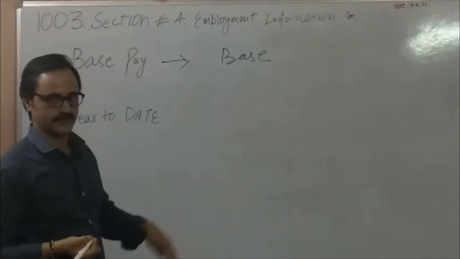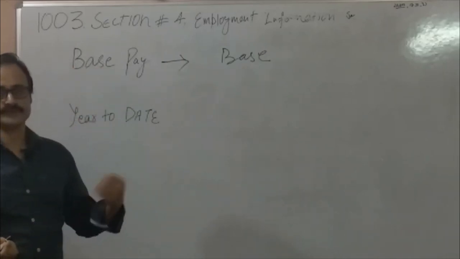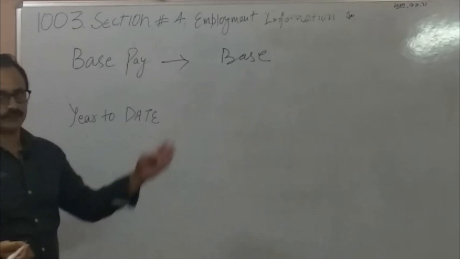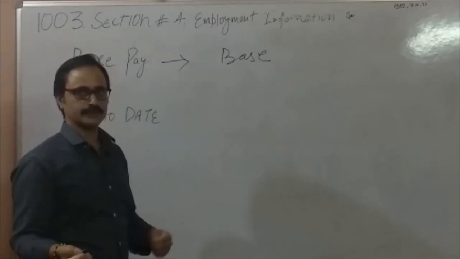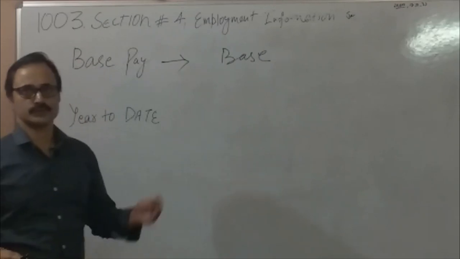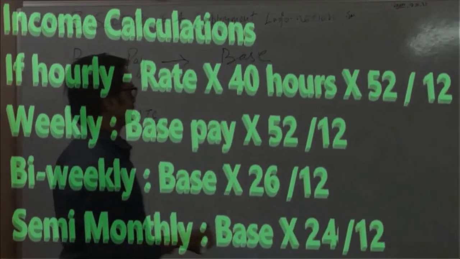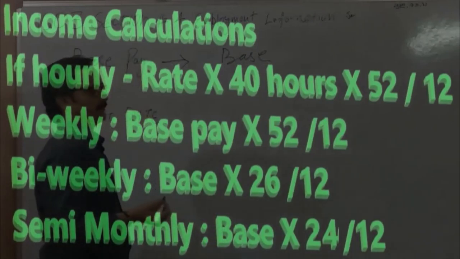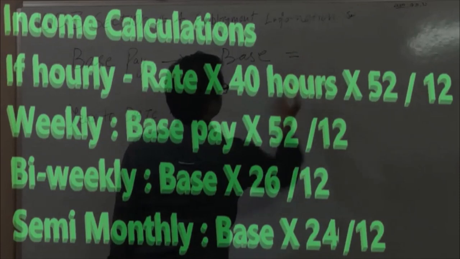If it's hourly, then on the hourly basis. If it's on the weekly basis or bi-weekly basis or semi-monthly, whatever the frequency is given on the pay stub, we can calculate, because we know the formula to calculate that income, right? You can also see the same on the screen right now. But how to determine the base pay amount?